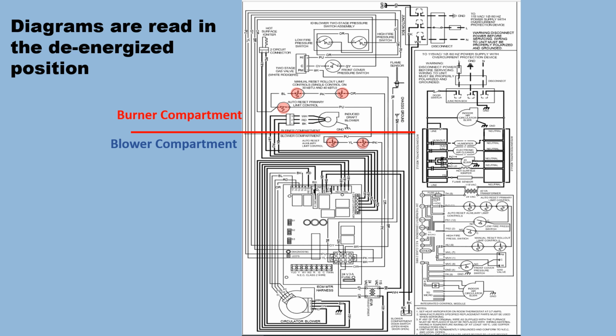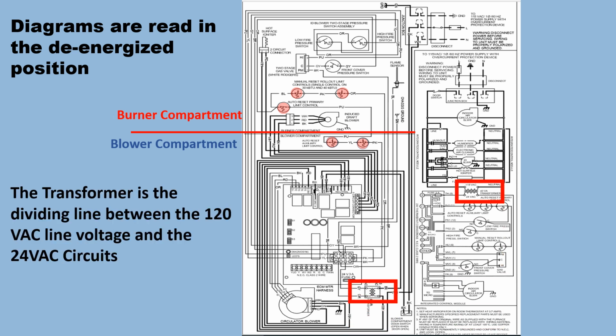Diagrams are read in the de-energized position, which means that, like pressure switches, obviously they're going to be open because the inducer or the power venter isn't on. So you see all your pressure switches are open. All your limits here are closed because they should be. If you have an open limit, that means that your unit's not going to operate anyway, or at most, if one of your limits is open, the blower is going to be running all the time.